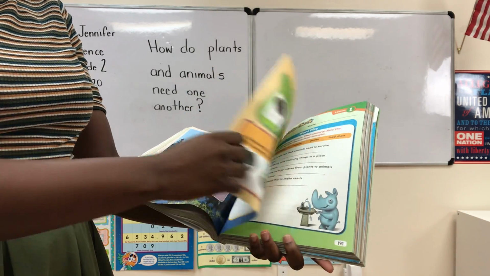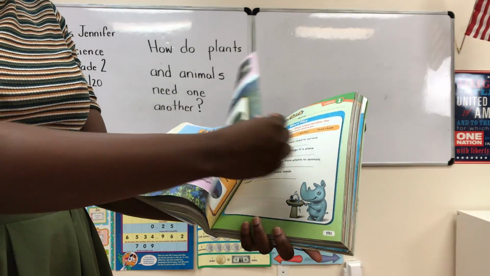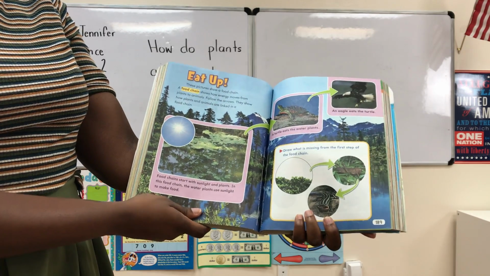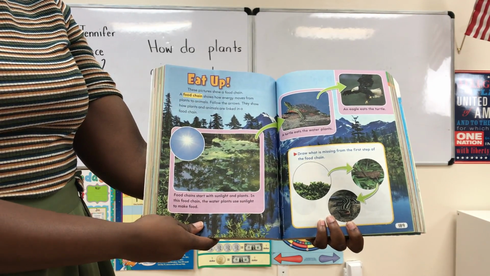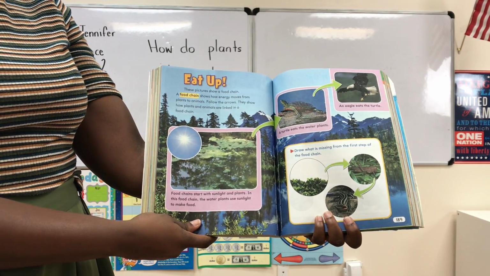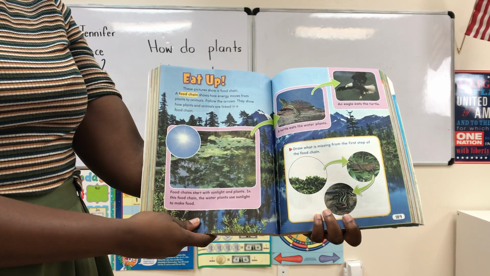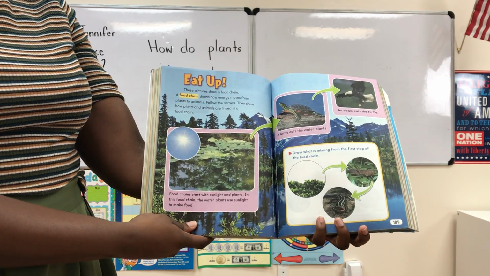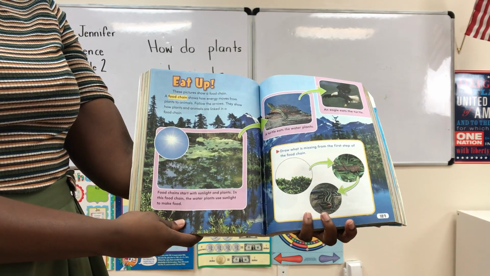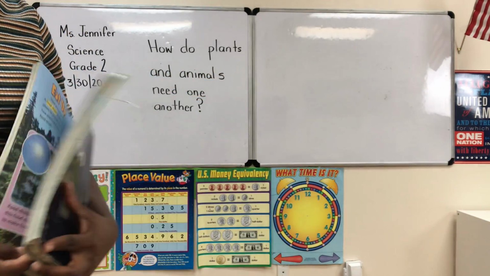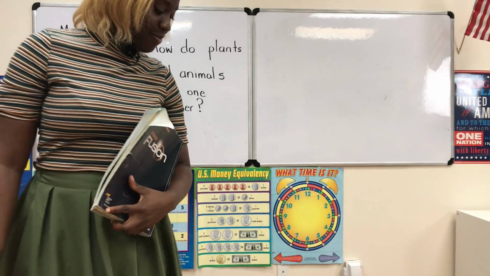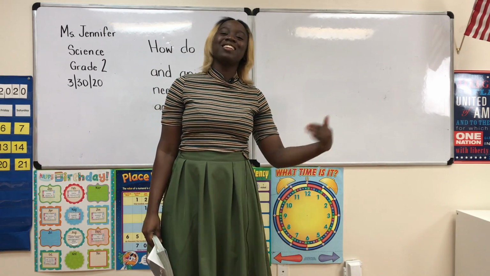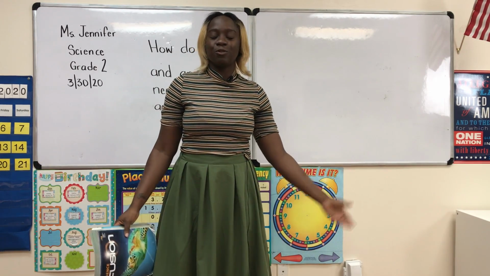And the last vocabulary term we have is food chain. A food chain shows how energy moves from plants to animals. So some animals eat the plants. They receive their energy from plants. And then that animal becomes the food for another animal, and then another animal. And then this is the food chain.